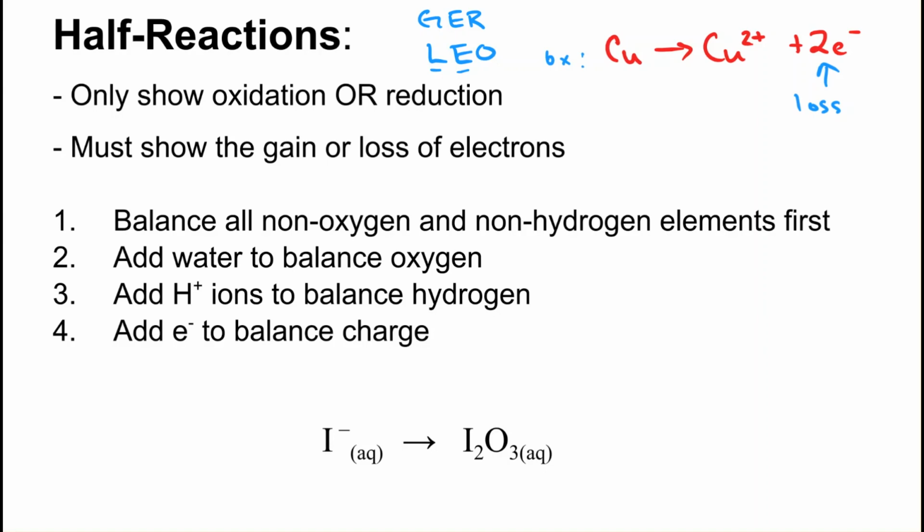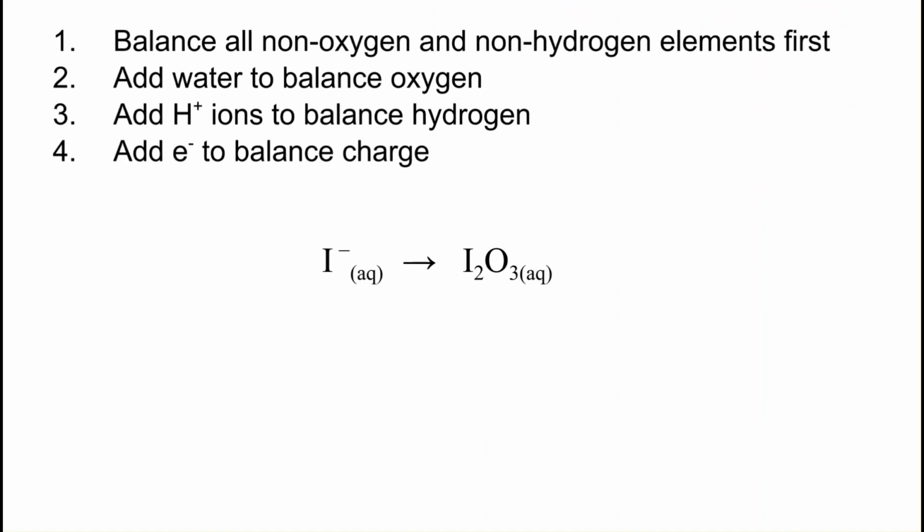Now half reactions must show the gain or the loss of electrons. And this is how we're going to balance. We're going to balance a complex half reaction here. So let's balance this complex half reaction.